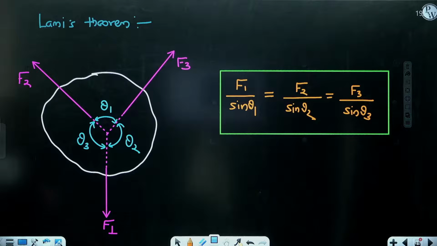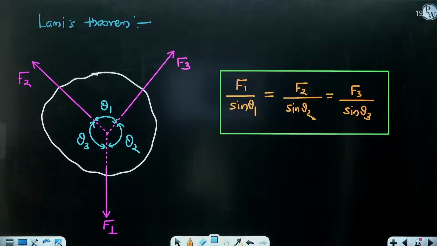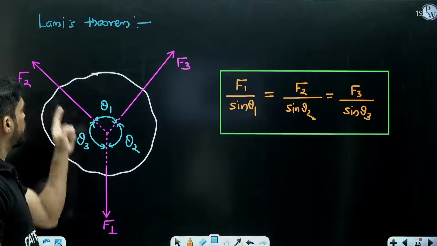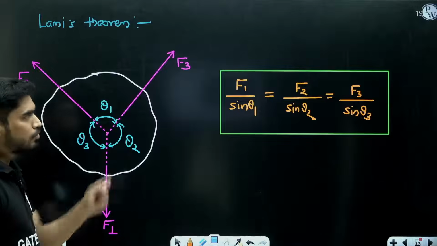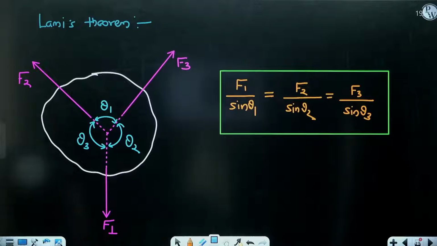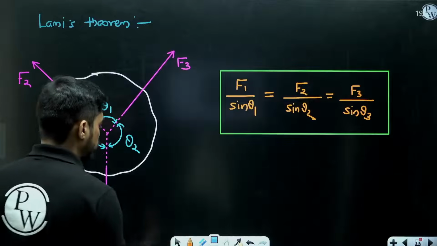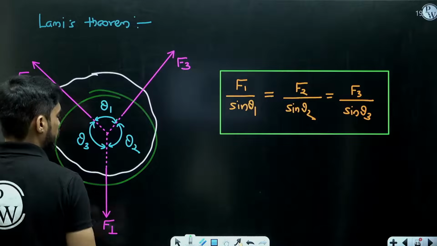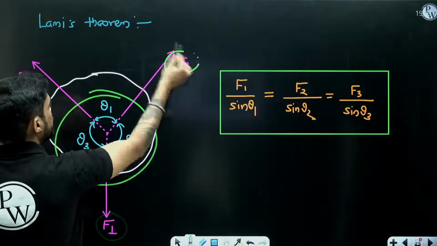And this is a very useful theorem whenever you have a situation like this. F1 divided by sine θ1 will be equal to F2 divided by sine θ2, which will be equal to F3 divided by sine θ3. Now, if you want to use this equation, you should know all these angles θ1, θ2, θ3, and you should know at least one of these forces.